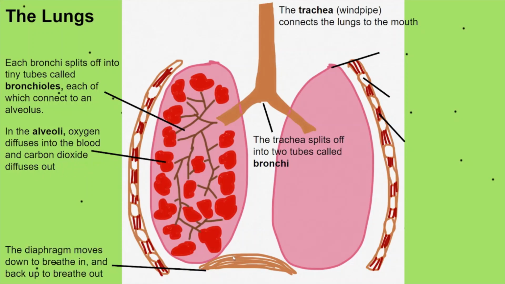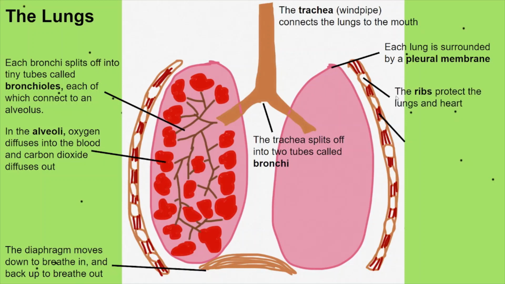And then the diaphragm down here, this is a muscle that moves down to breathe in and back up to breathe out, in charge of contracting and expanding the lungs. And then we have this pleural membrane that surrounds both the lungs, and then the ribs protect the lungs and heart, because the heart is in the middle of the lungs, believe it or not, not on the left of the body, as many people believe. And between the ribs we have intercostal muscles which allow the chest to expand so that we can breathe in. It would be pretty disastrous if we didn't have them, really.